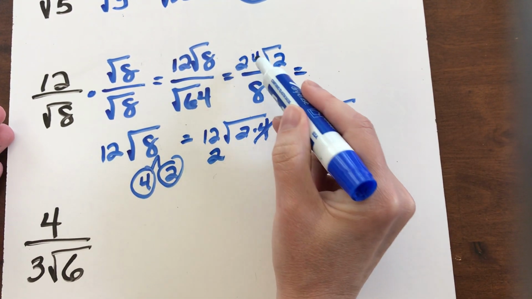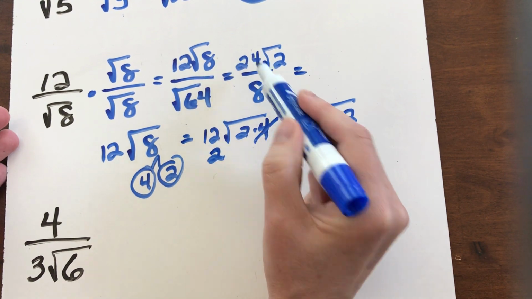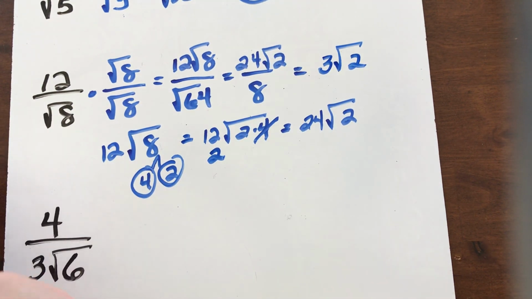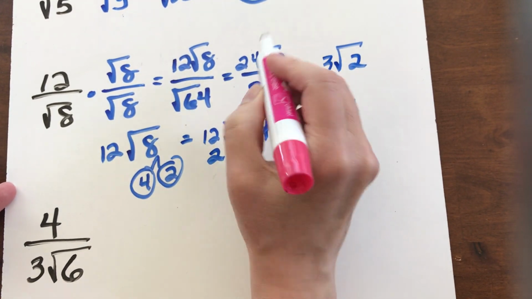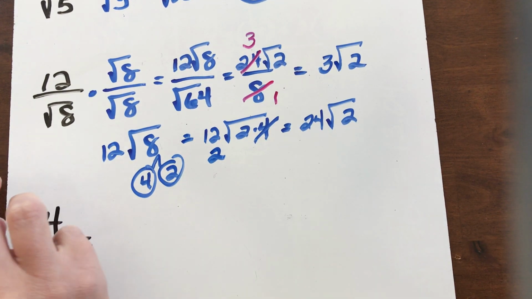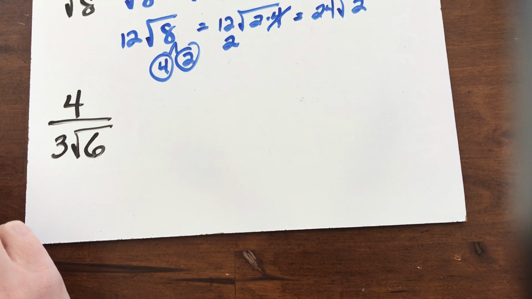Now look, coefficients are fair game. This actually divides out. What is 24 divided by 8? 3. So you end up with 3 times the radical of 2. Again, that will go into itself 1 time, and that will go into 3 times. And if you have anything over 1, it just ends up being itself. Okay. All right, let's look at the third example.